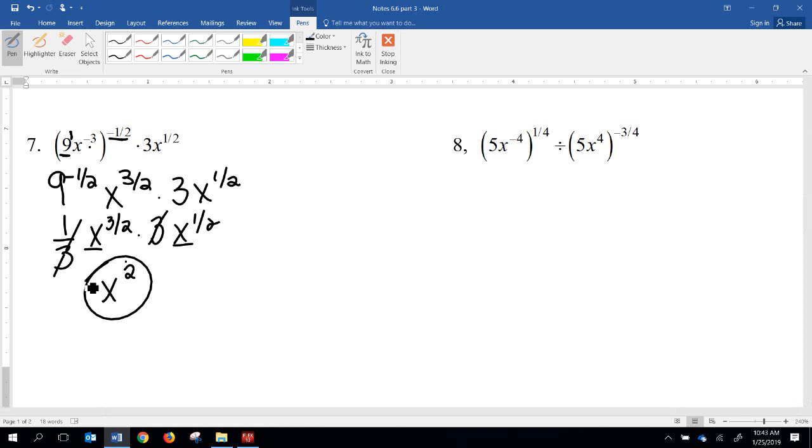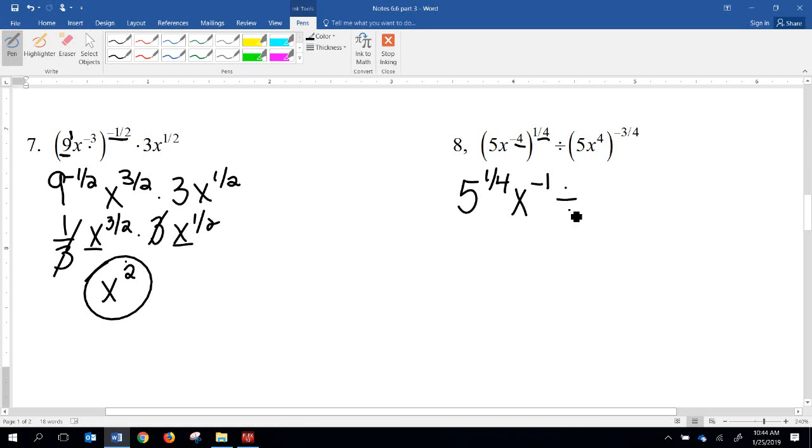One step at a time. Does the 5 have to go to the 1/4 power? Yes, it does, because it's in parentheses. So we have 5 to the 1/4. X, what do we have to do with these two things? Multiply. Multiply, what do we get? -1. Good. Now we have divided by. Okay, does the 5 have to go to the -3/4? Yes. And what happens to the x then if we multiply those? -3. All right, let's see what you can do.